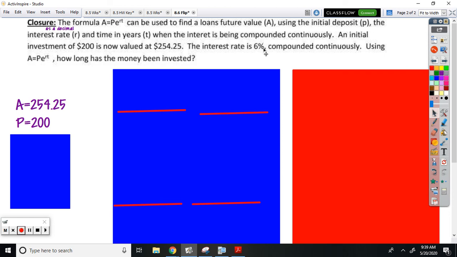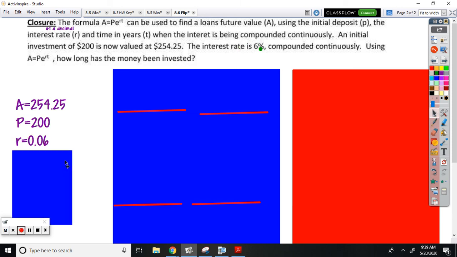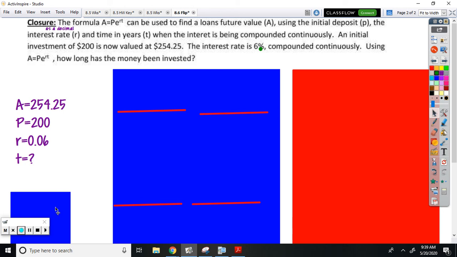Again, we need to change that to a decimal. So remember, you're going to take your decimal point, you're going to move it 2 spaces to the left or divide by 100, and it should be 0.06. Using the formula, how long has the money been invested? Therefore, T is our unknown quantity.